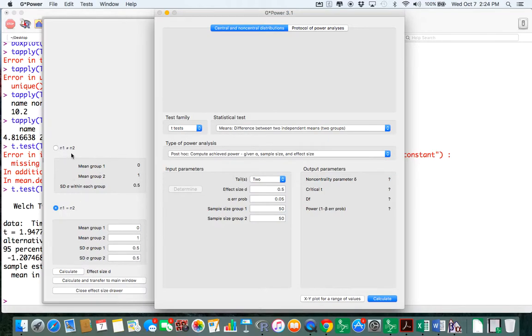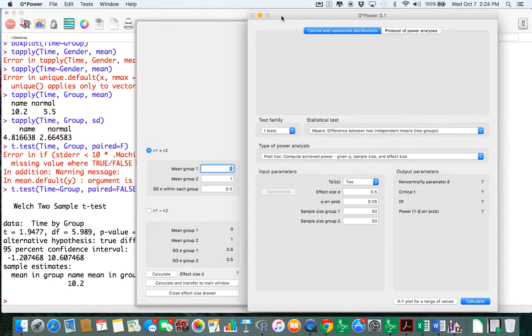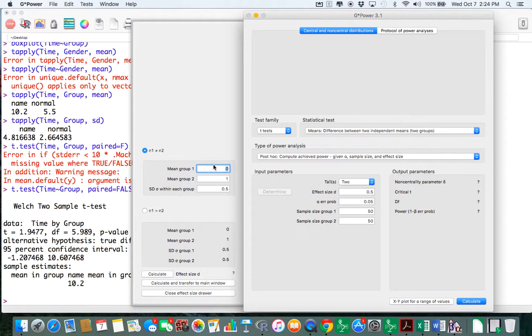So, we have two choices here to calculate our effect size, where we have equal sample sizes and unequal sample sizes. Well, guys, we have an unequal sample size. The mean of the first group was 10.2. The mean of the second group is 5.5.